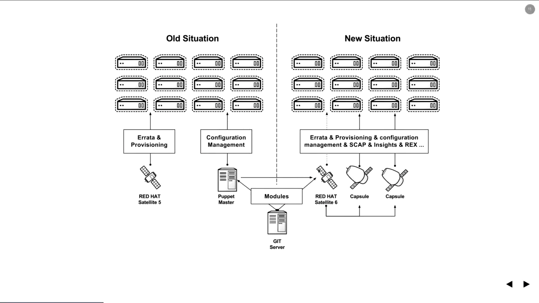Once we've got those reports, the next thing we need to do is duplicate those modules or the manifest files into Satellite 6. It's worth pointing out that at this stage, Satellite 6 is the external node classifier. So what we're going to do is bring those modules into Satellite 6.